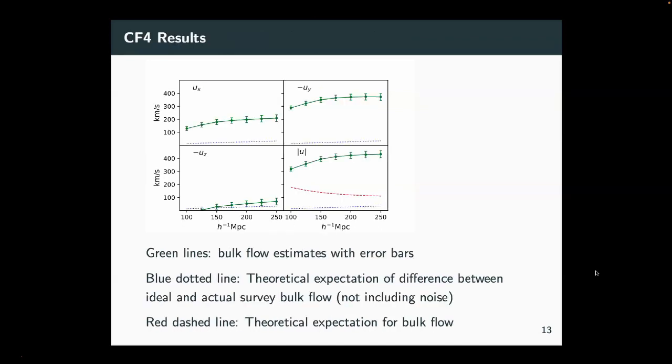Okay, so here's our results, and this is where things get interesting. Notice that these are the bulk flow components, ux, uy, uz, and the magnitude. And something strange is going on. This red curve is the theoretical expectation for the bulk flow. The bulk flow should be declining as you go out to larger radius, but instead we see it rising. So the bulk flow is actually getting bigger with distance in all three components.